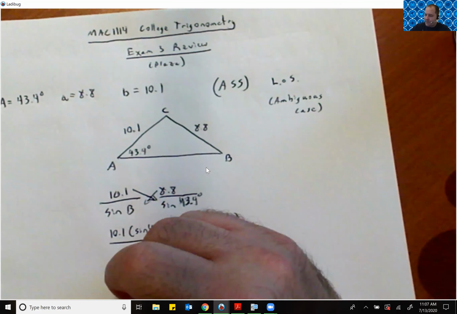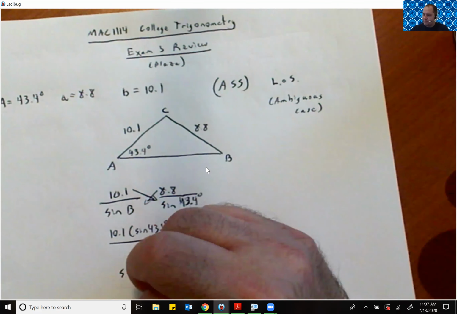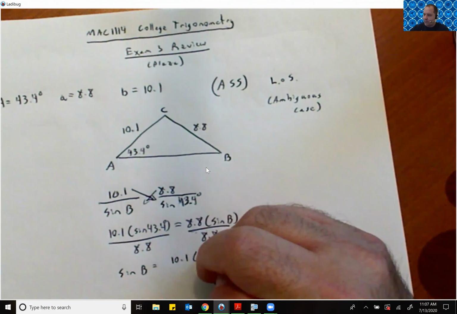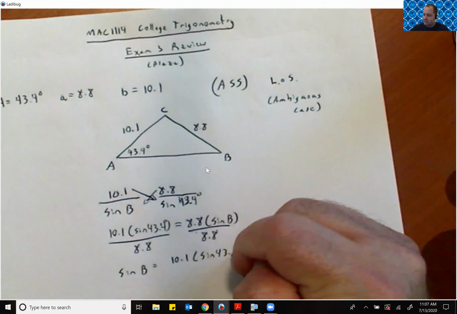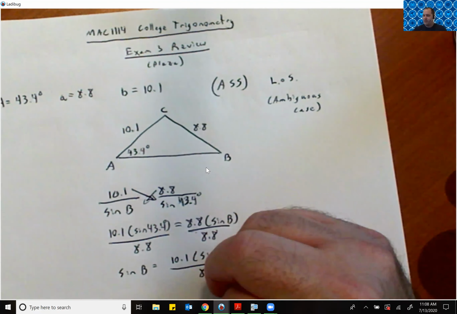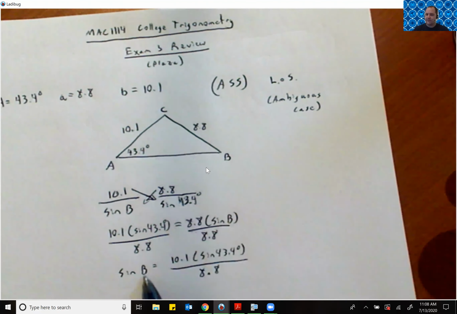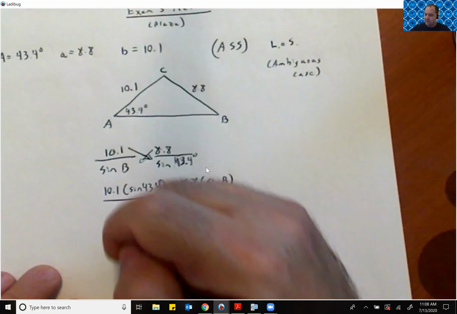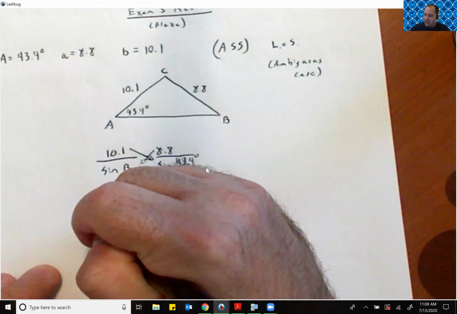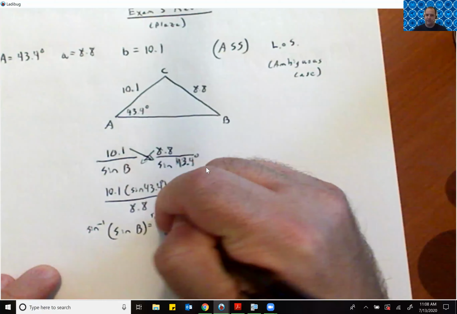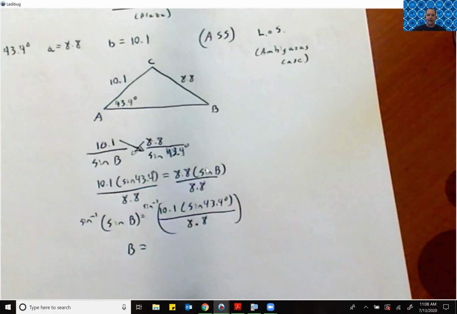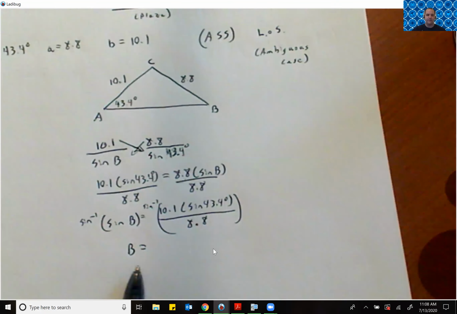So sine B is equal to 10.1 sine 43.4 degrees divided by 8.8. And in order to get the angle by itself, this is where we take inverse trig. That's why we spent a lot of time in chapter 10 talking about inverse trig to solve. So B is equal to, let's go to our calculator and have it run it.